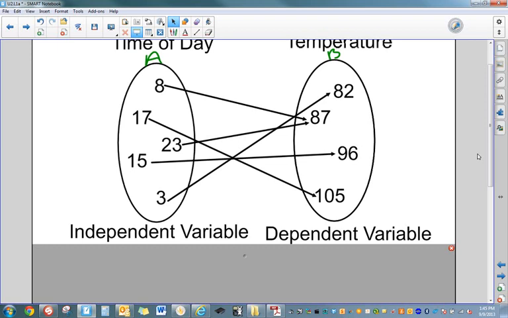So if it was a dependent variable, it would be depending on what? It would be depending on your independent. It would be depending on the time. Yes. So in case you missed what Enrique just said, and I'll get to John and Monique in a second, what Enrique just said is that the temperature depends on the time of day. And not the other way around.